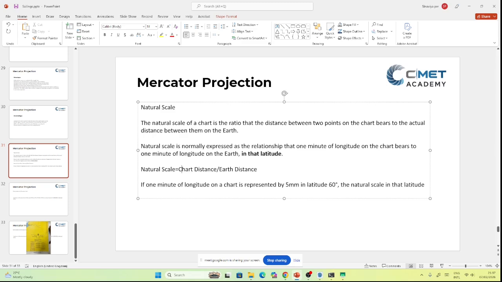Okay, sir. Right. So let's try to work out: if 1 minute of longitude on a chart is represented by 5 millimeter in latitude 60, what will be the natural scale in that latitude?